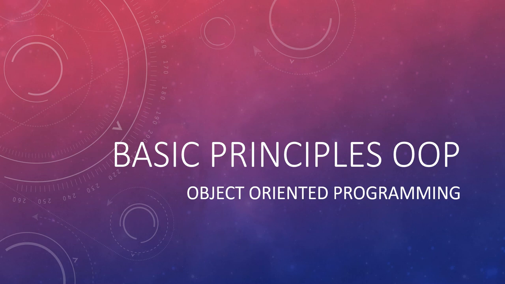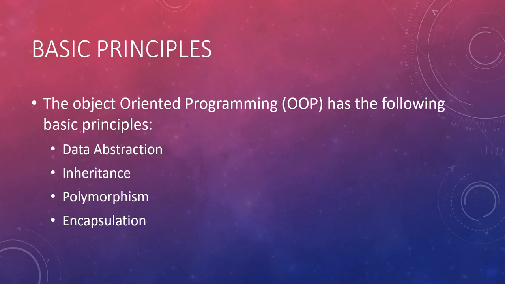Hello everyone. In this video, we are going to discuss the basic principles of object-oriented programming. You are going to see what the basic principles are, and each one of the principles is explained in detail. First, the basic principles of object-oriented programming are: data abstraction, then inheritance, then polymorphism, and finally encapsulation. We are going to see them one by one.